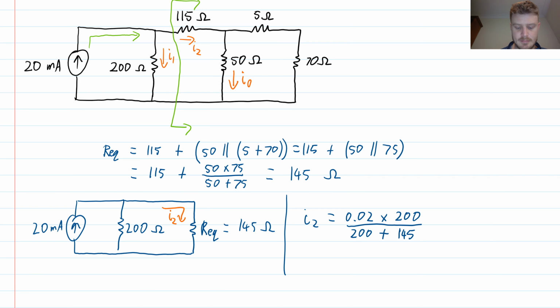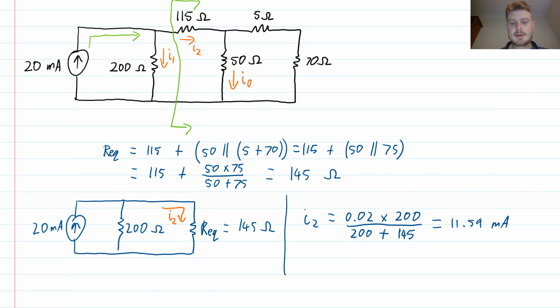So again, I'll pull out my calculator and quickly evaluate this. So 0.02 times 200 divided by 200 plus 145 is 11.59 milliamps. So 11.59 milliamps is the current I2.